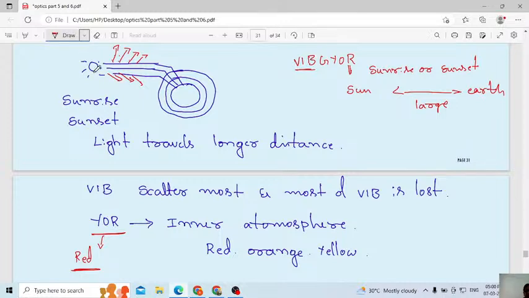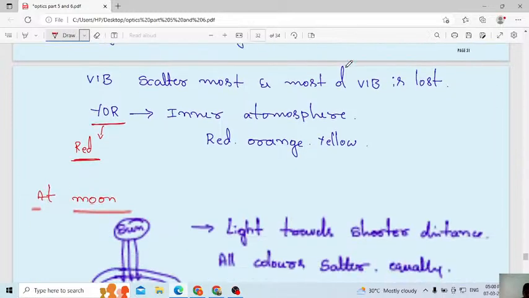Here, because the sun is far from the earth during sunrise or sunset, because of the large distance, the light will get scattered in different directions. Only what is remaining? These three, yellow, orange, red, will be remaining.